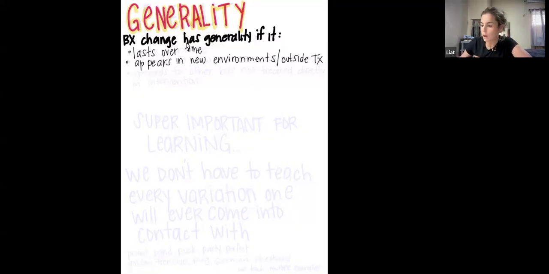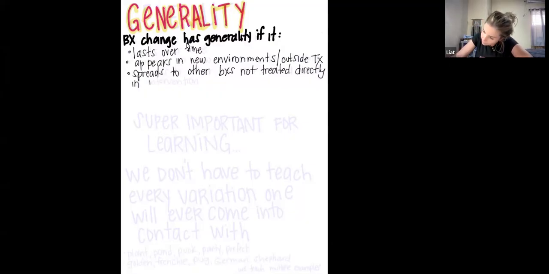So we talk about something having generality if it lasts over time, if it appears in new environments, and lastly, if it spreads to other behaviors not treated directly in the intervention.